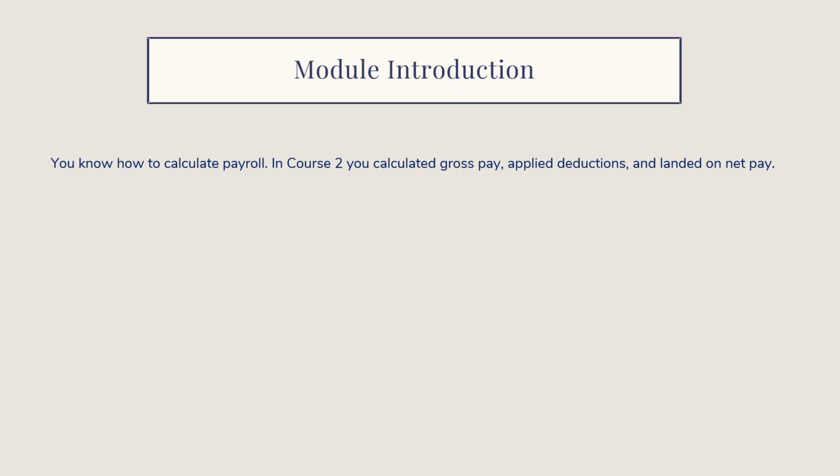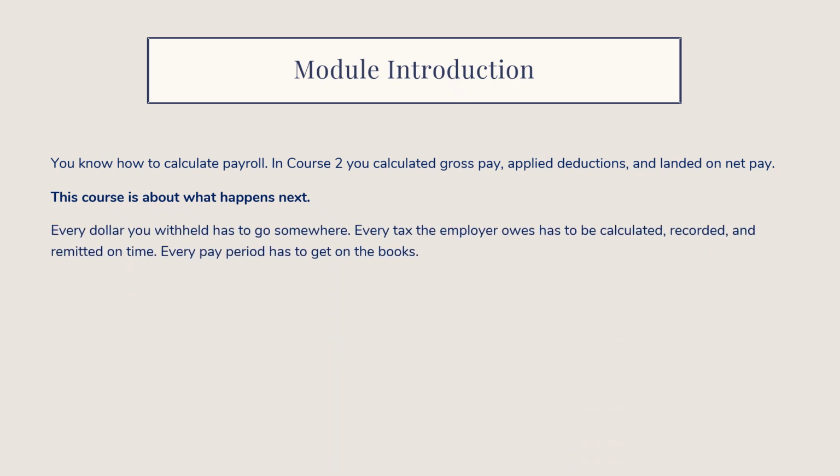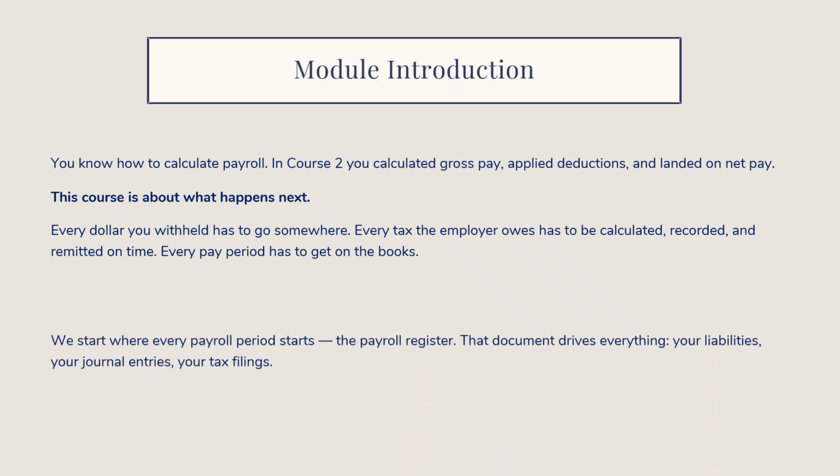In Course 2, you calculated gross pay, applied deductions, and landed on net pay. This course is about what happens next. Every dollar you withheld has to go somewhere. Every tax the employer owes has to be calculated, recorded, and remitted on time. Every pay period has to get on the books.